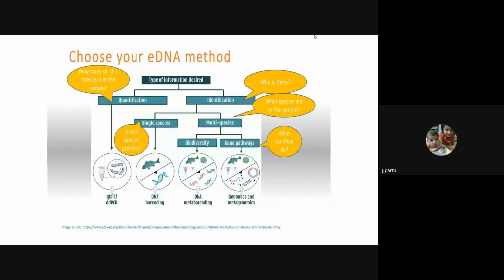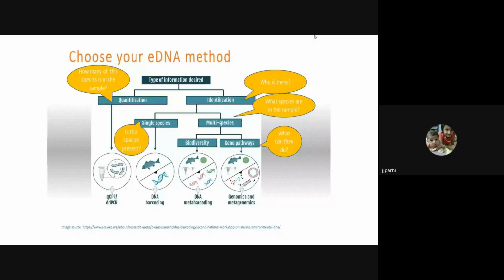In that we can take the sample and see the number of copies, how many copies of a very specific target species we want to know. For example, if we want to know the abundance of a particular species, we will take the qPCR, quantitative PCR, so that we can quantify how many copies of the particular DNA are present. The other one is identification.